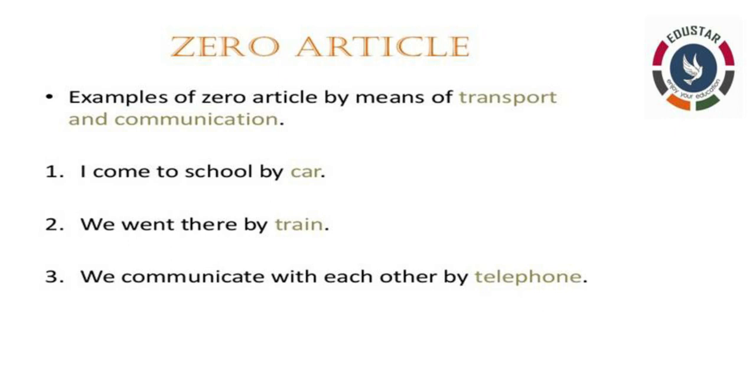Zero article with means of transport and communication. For example, I come to school by car. We went there by train. We communicate with each other by telephone. The words like car and train, which represent transport, and telephone, which refers to communication. Right? You should not use any article before that.